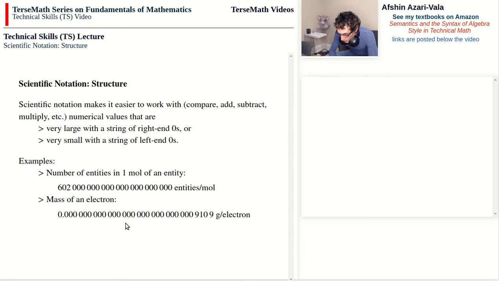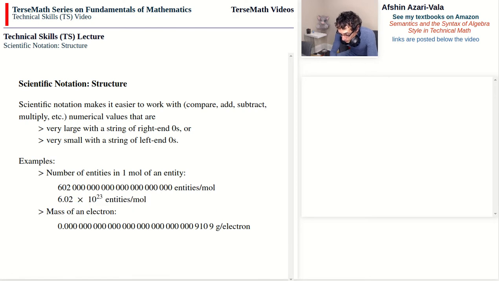Now, to show you what scientific notation looks like, I'm going to rewrite each of these numbers using scientific notation. I'm going to begin by displaying this number, 602 with all these zeros following it, in scientific notation right under it. And we have 6.02 times 10 to the power of 23 entities per mole. You can see that it already looks much nicer, more manageable, if you like.